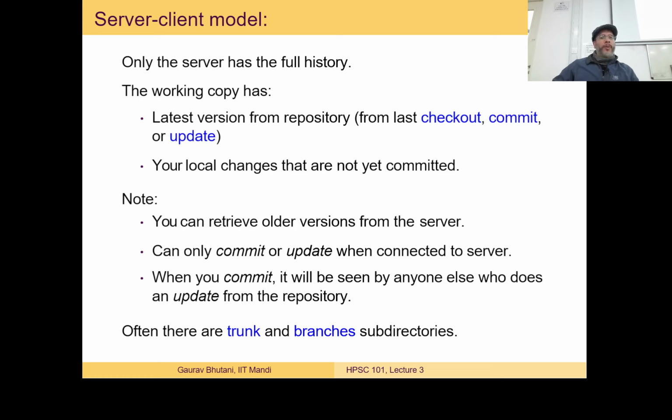And as I said, you can only commit an update to the server, because the server has all the details of all the copies, but you can still maintain multiple branches of the code. So in the server client model, there used to be one trunk, like a trunk of a tree, and then there were different branches. So what that means is, let's say you have a code, for instance, that does finite element modeling of mechanical systems.